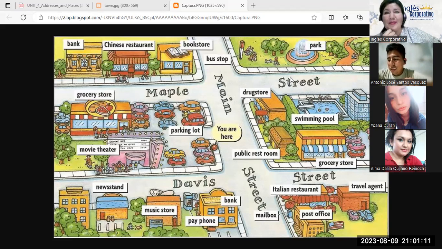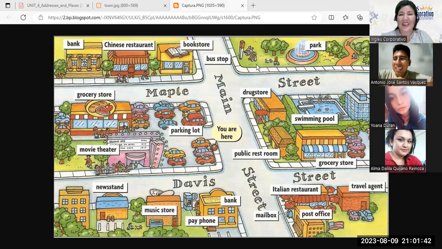The bank is on Maple Street. The bank is on Maple Street. Very good, Antonio. Vaya a comer. Vamos. Bye bye. Have a good night. Adiós. Te puedes ir. Bye bye. A ver, los demás, gánense el pase para irse a dormir. Los voy a esperar.